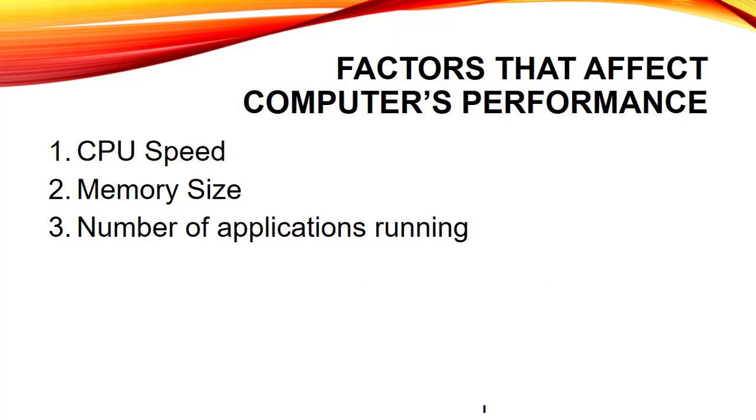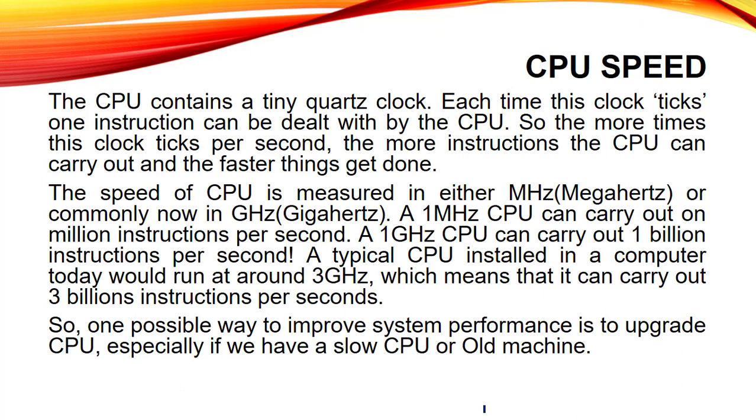The first factor is CPU speed, the second factor is memory size, and the third factor is the number of applications which are running. Our first factor is CPU speed. Well, our CPU is very fast. Just like a simple clock, our CPU also ticks, and along with every tick it processes an instruction. It means in every second it is processing some instructions. Fine. So generally the CPUs that we are using are very fast. These CPUs can execute millions or billions of instructions in a second.